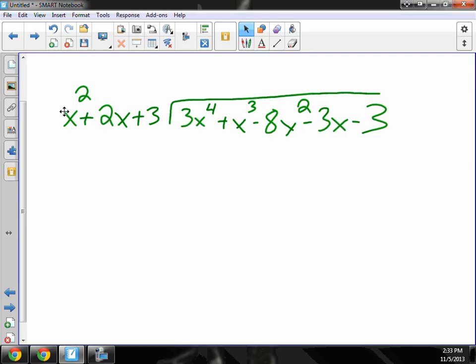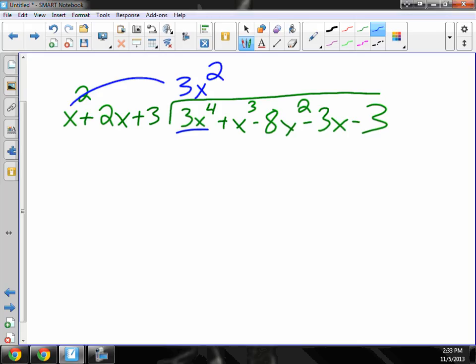So the system is exactly the same. First, you want to check to see if you need any placeholders. Do we need any placeholders? No, we have 4, 3, 2, 1, and a constant. So we don't need any placeholders. Okay. How many times does x squared go into 3x to the fourth? 3x squared.